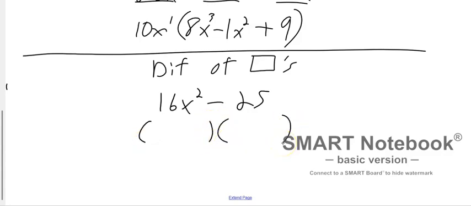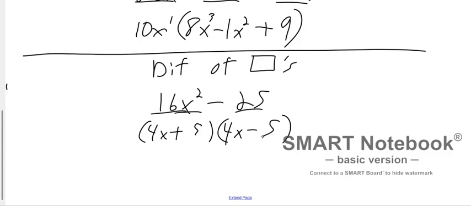You're going to have two sets of parentheses. You're going to have one plus, one minus, and you literally just take the square root of everything. Square root of 16 is 4, so you put a 4 here and here. Square root of x squared, x. Square root of 25 is 5.